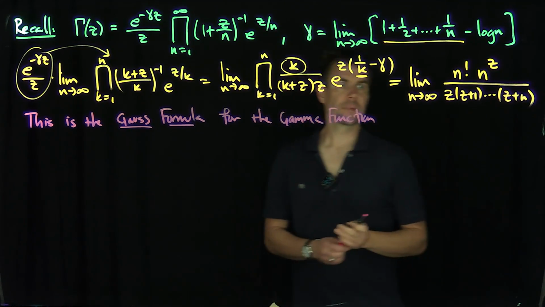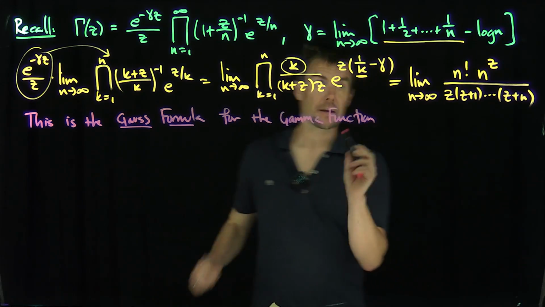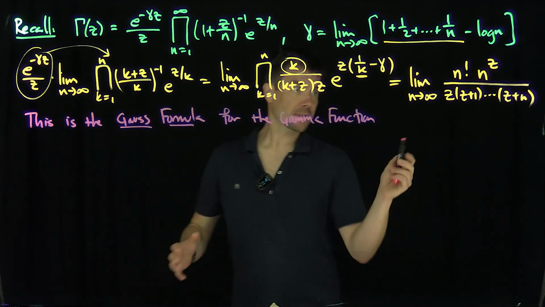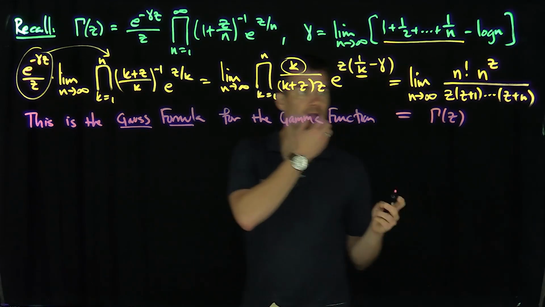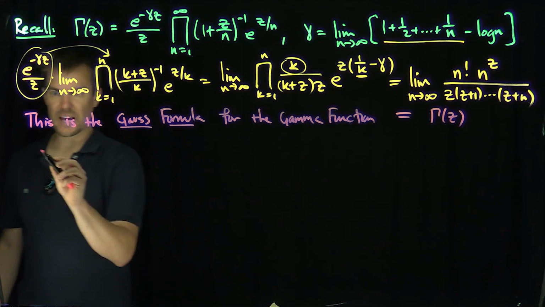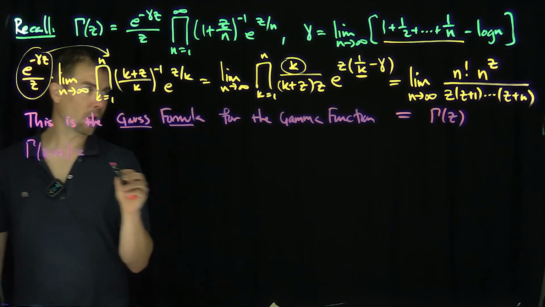Okay, excellent. And this Gauss formula gives us a lot of useful information, right? What's the first thing it gives us? This is a representation over here for gamma of z, right? Let's look at gamma of z plus 1. What's gamma of z plus 1? Gamma of z plus 1 is going to be what?